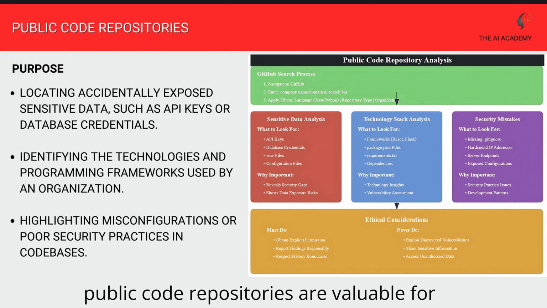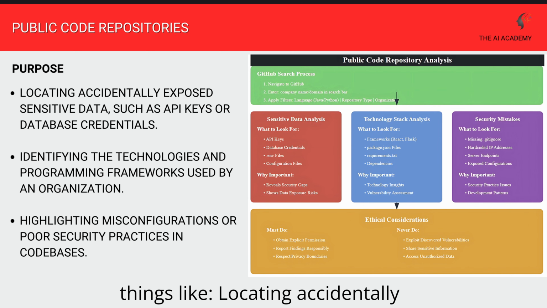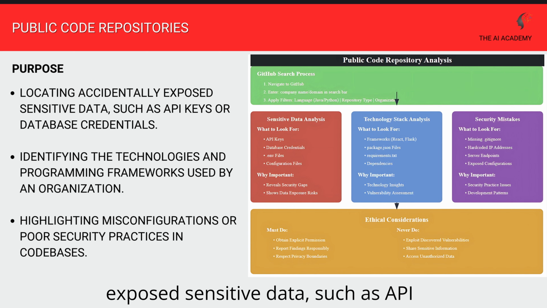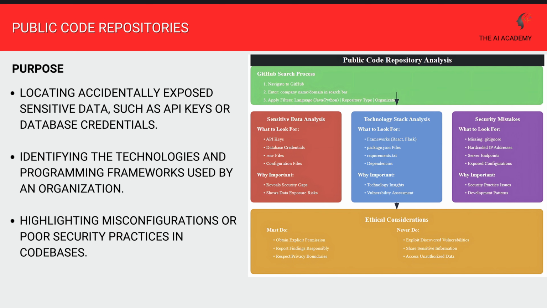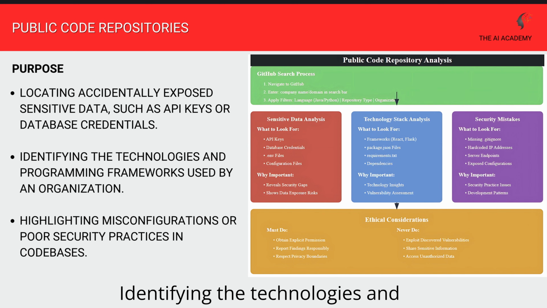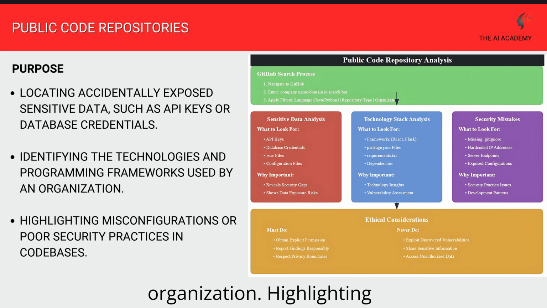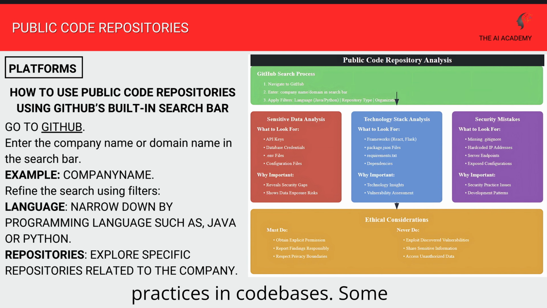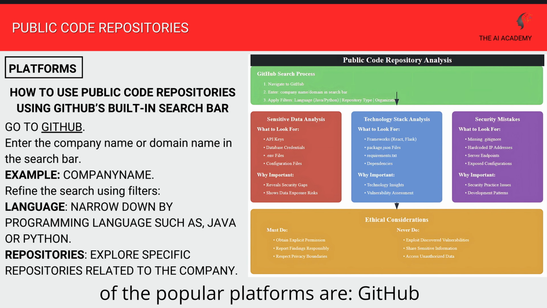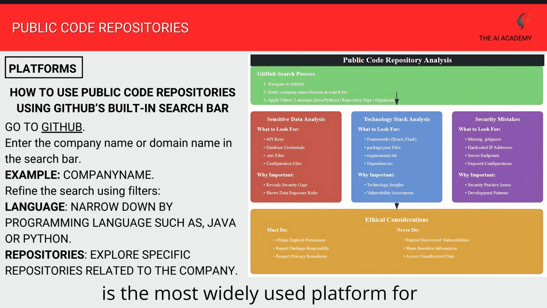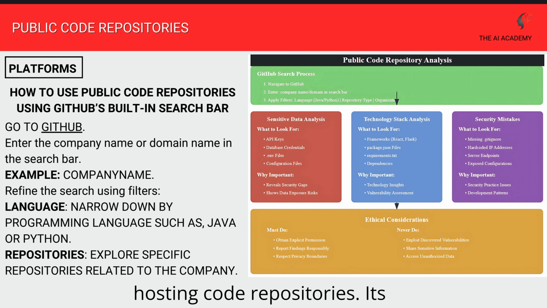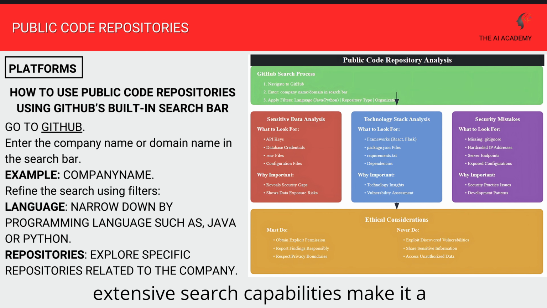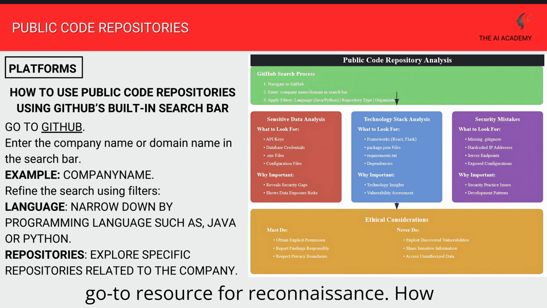Public code repositories are valuable for locating accidentally exposed sensitive data, such as API keys or database credentials; identifying the technologies and programming frameworks used by an organization; and highlighting misconfigurations or poor security practices in codebases. Some of the popular platforms are: GitHub is the most widely used platform for hosting code repositories. Its extensive search capabilities make it a go-to resource for reconnaissance.